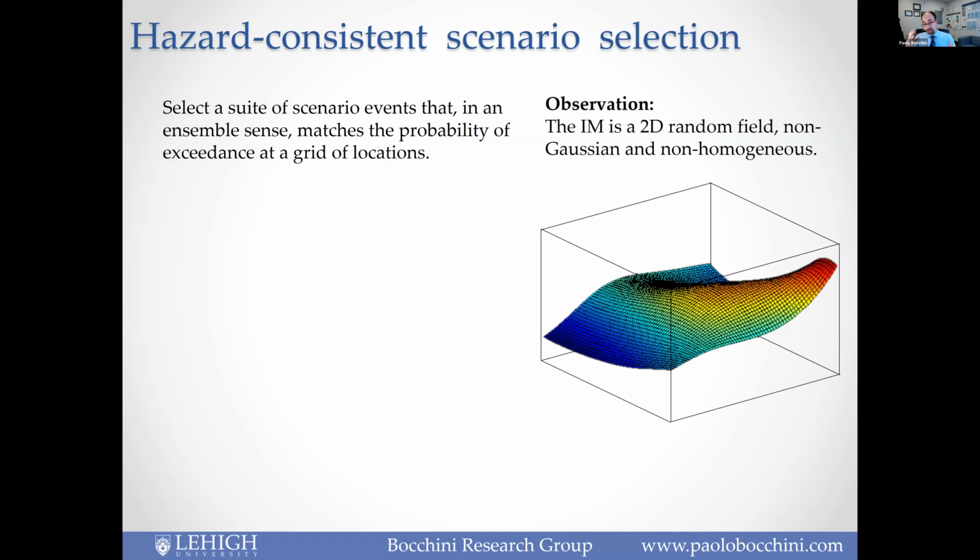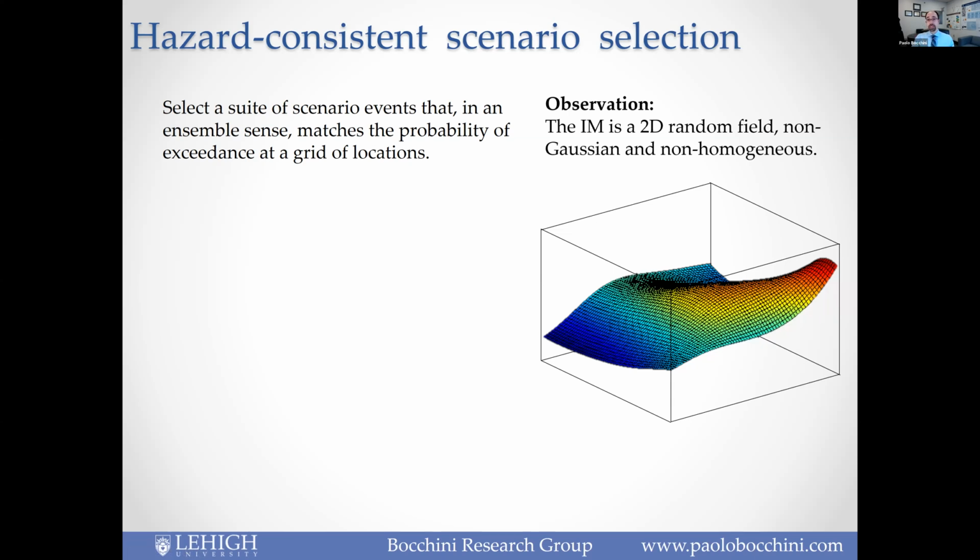Now, because of my background, I started thinking of this really as a problem of random functions. An intensity measure map is essentially a two-dimensional random field, non-Gaussian and non-homogeneous. So if we interpret it in this way, what we really want to do is capture the hazard, that in terms of random fields would be the marginal distribution at every location, and capture the correlation, that is the relationship between the value of the intensity measure at the various locations.